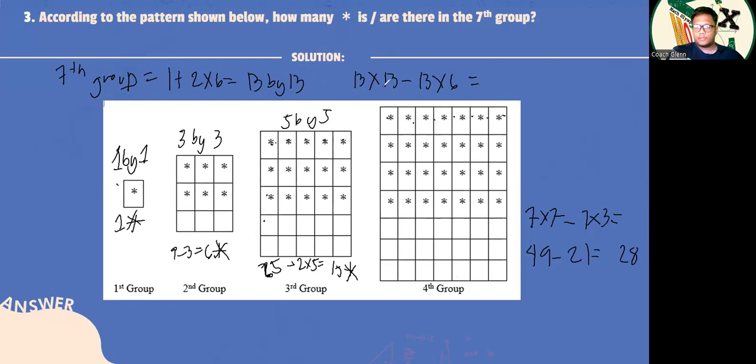First, let's do 13 times 13, so that's equal to 169. Next, we do 13 times 6. Give me a second. That's equal to 78, okay? Now we just need to subtract the two. 9 minus 8 is 1. 16 minus 7 is 9. So, therefore, we will have a total of 91 asterisks.